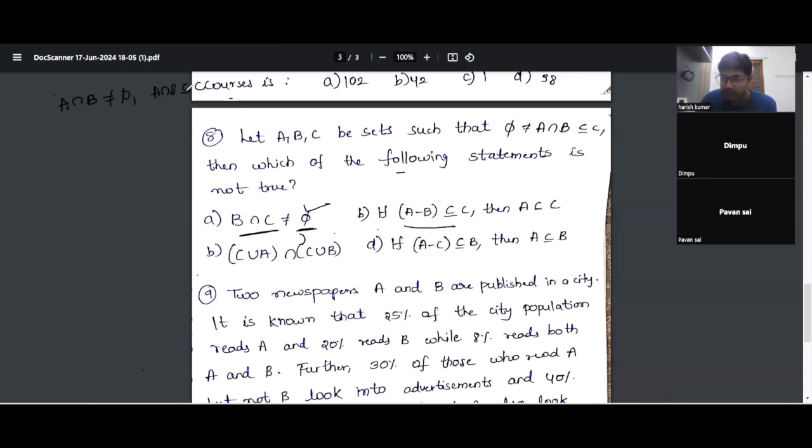He has given these two conditions. Now he is giving us one more condition. What is that one more condition? He is saying that if A minus B is a subset of C, then A should also be a subset of C. Okay, let's see. Let's check with the help of the Venn diagrams.